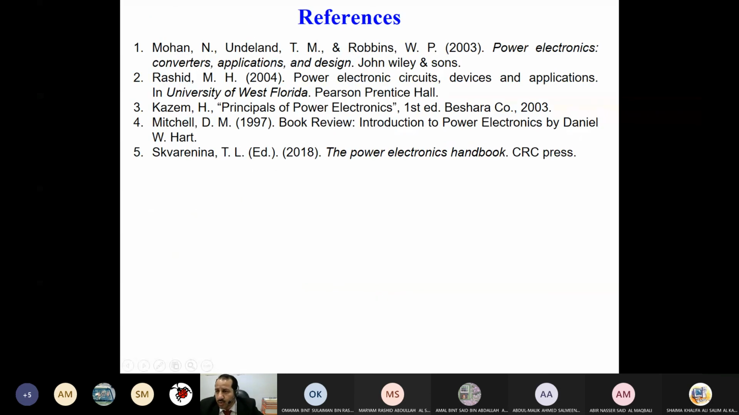I will stop here. Tomorrow I will give a tutorial on this, with some problems solved, after we have the information about the fundamentals of single phase. Tomorrow we'll solve some problems related to this. Do you have a question?